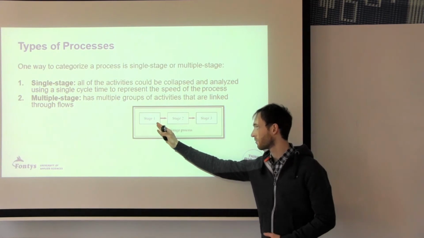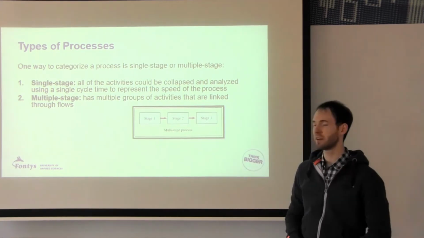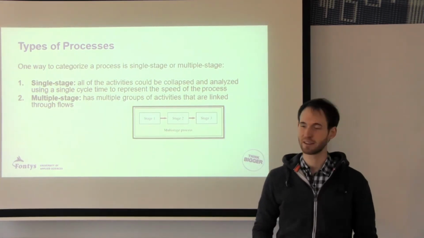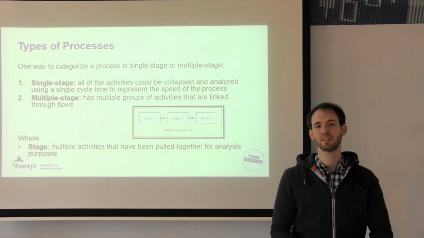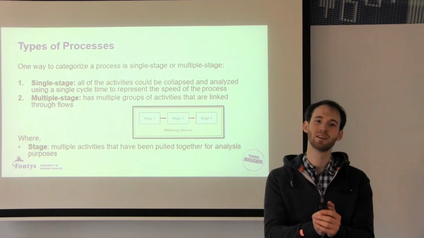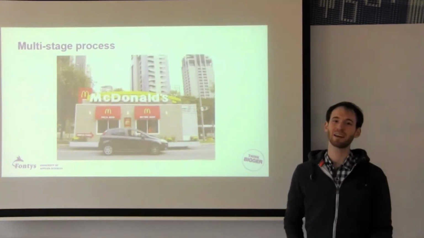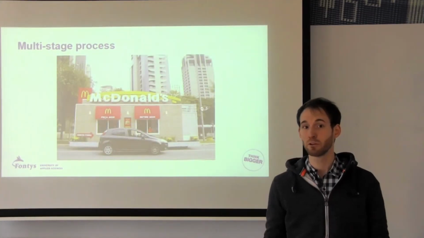So you can see it here, you go from stage 1 to stage 2 to stage 3, which is a multi-stage process basically. And for each stage, as said before, there are multiple activities that happen in one stage. Okay, let's now look at the examples of a multi-stage process.